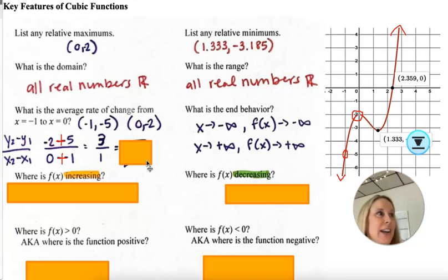I cannot talk right now, so sorry. And I can't pause it because it messes up. I'm so sorry. Okay. 3 divided by 1 is 3.